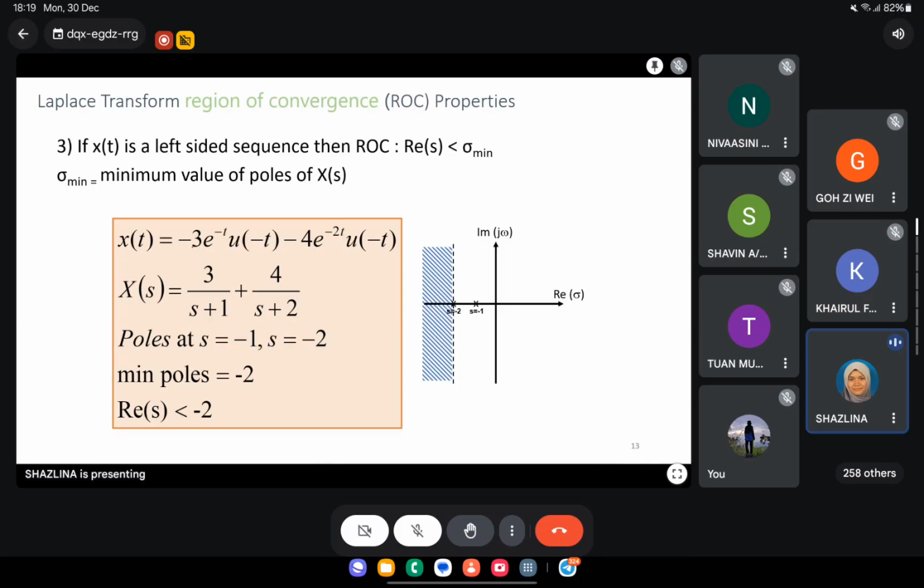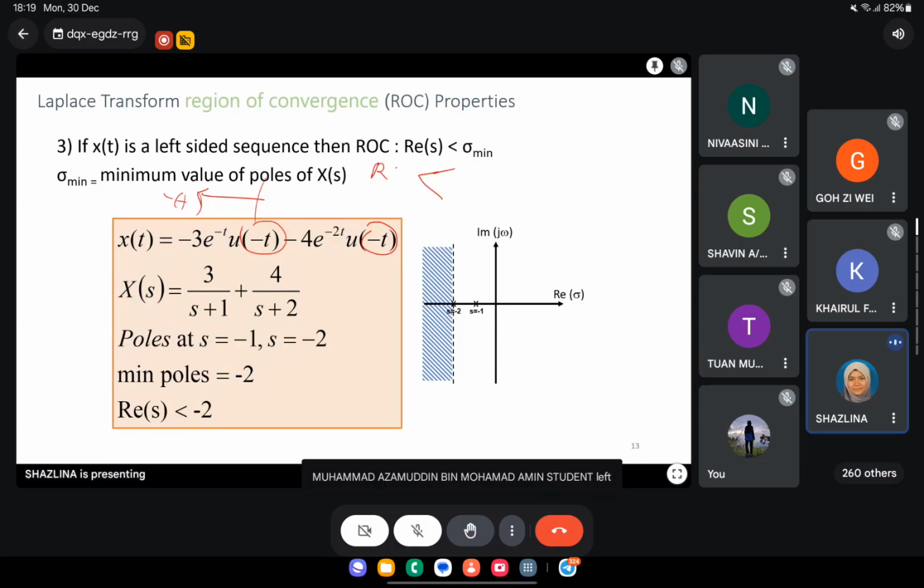And if you have two signals that are both left-sided, for example x(t) is -3 e to the power -t u(-t) minus 4 e to the power -2t u(-t). Both are negative in time, so both are left-sided. If it's left-sided, you will know that the ROC must be smaller. But smaller than which pole?